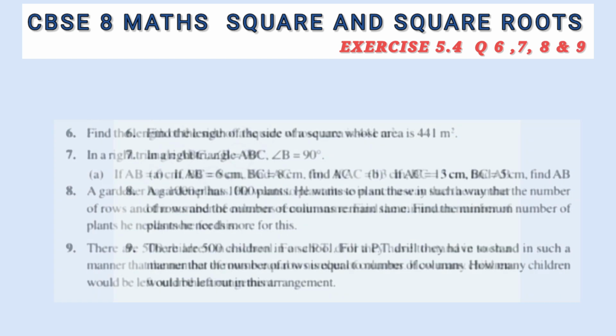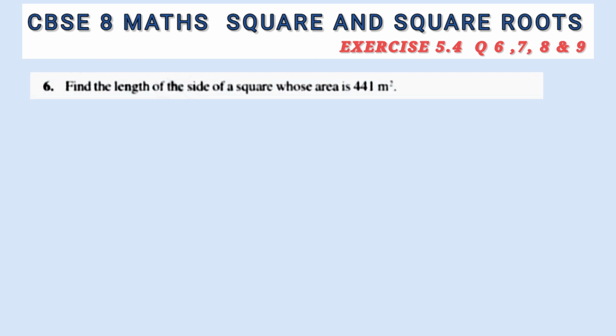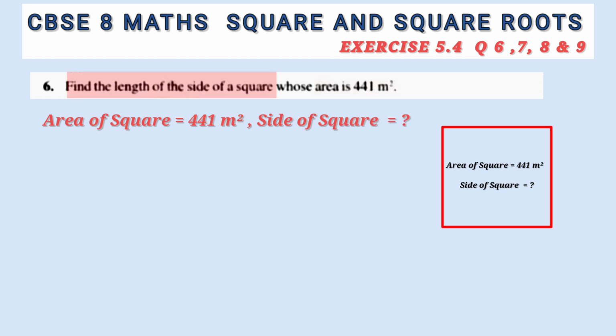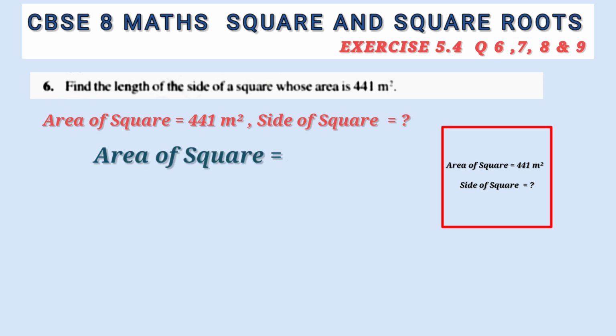Question 6 is: find the length of the side of a square whose area is 441 meters square. Let us first write what is given. Area of square equals 441 meters square and the side of the square we have to find. Formula for area of square: area of square equals side square.